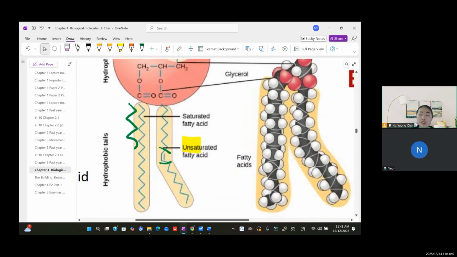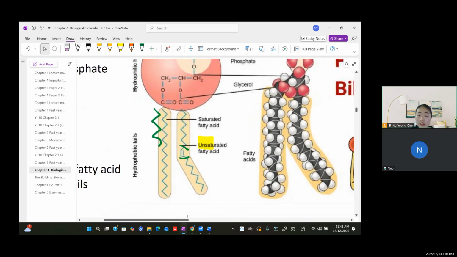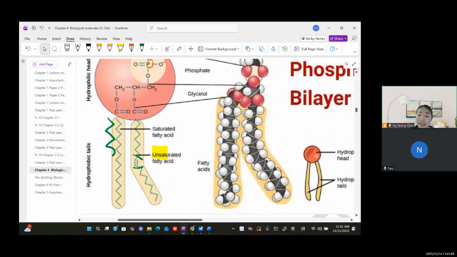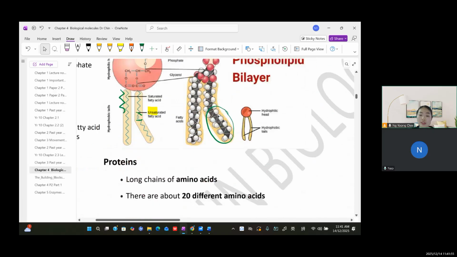Because of the presence of unsaturated fatty acids, the tail part of the phospholipid molecule will form a kink like this, just like your leg is slightly raised up. So the structure looks like this.